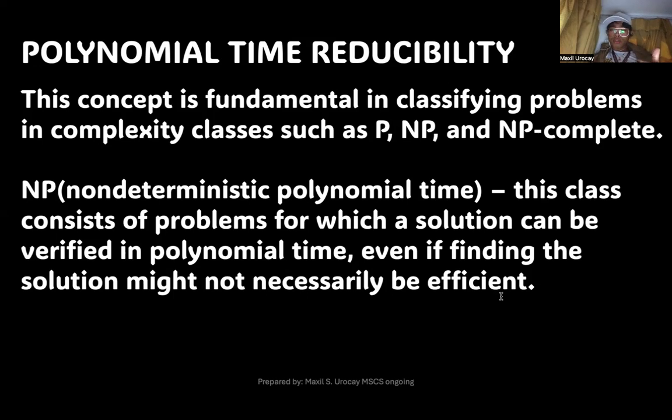Another example is the traveling salesman problem, which asks if there is a tour of certain cities with a total distance below a given threshold. Checking a proposed solution is easy, but finding one may not be. So that's actually how it works in non-deterministic polynomial time.